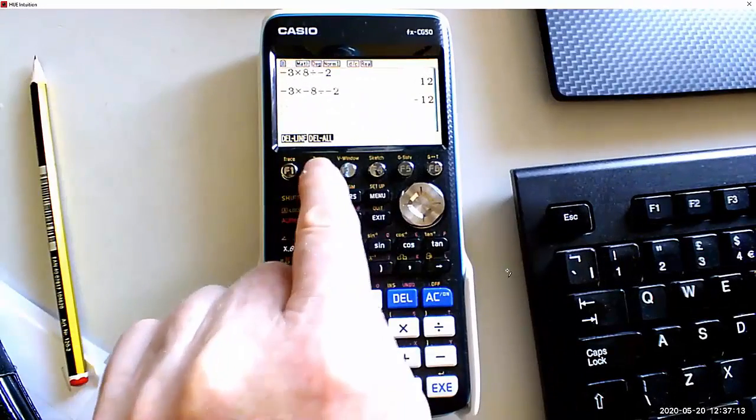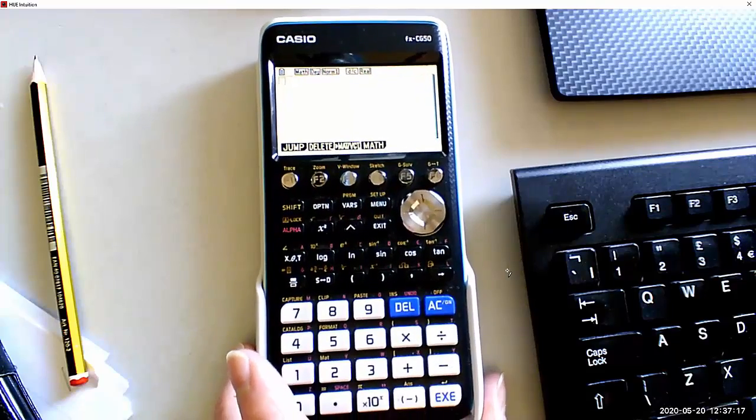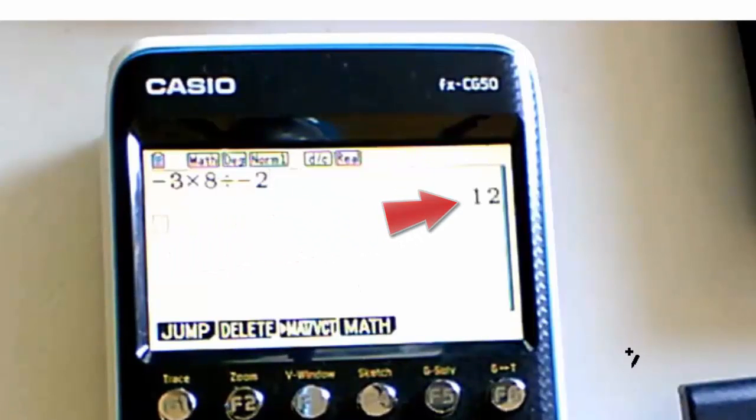So I'm going to clear the screen down here, and I'm going to plug a number in here. I'm going to put in -3 times by 8, divide by -2. I've got a negative there, a -2 and a -3. I multiply them together and I end up with a +12.